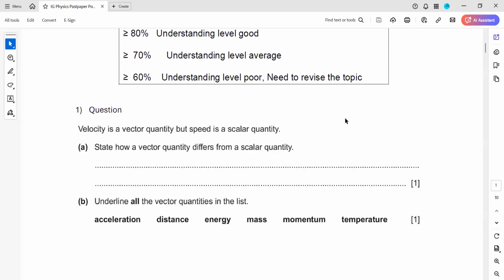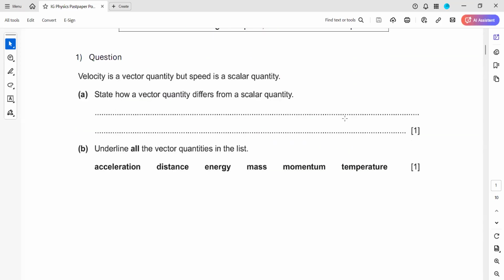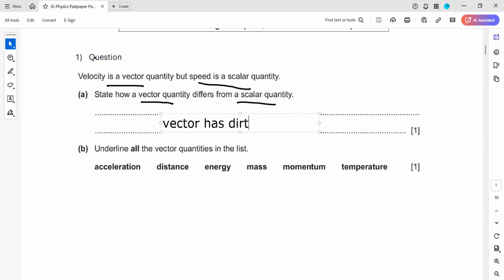Pop quiz time. In the first question, velocity is a vector quantity, but speed is a scalar quantity. How does a vector quantity differ from a scalar quantity? Scalar has only magnitude, while vector has both magnitude and direction. We just need a difference, so just mention that a vector has a direction.